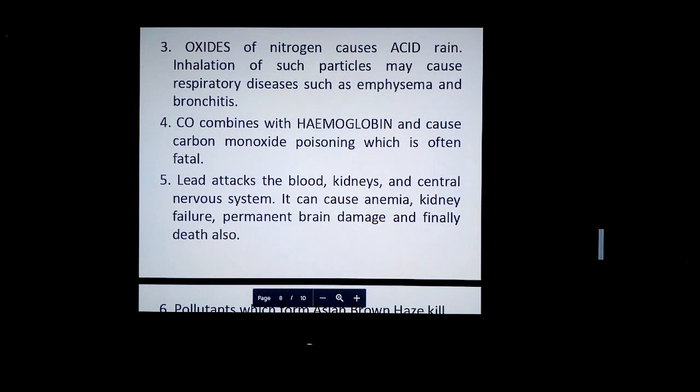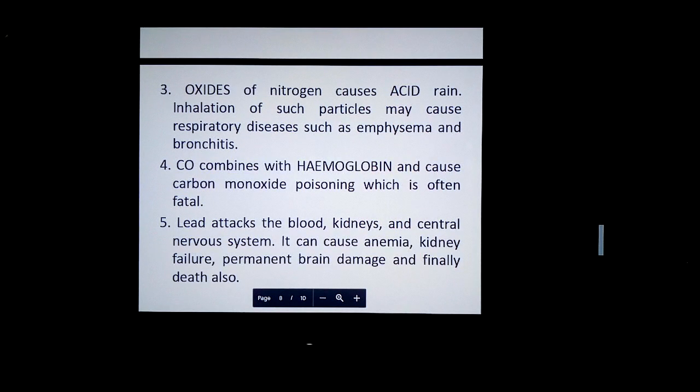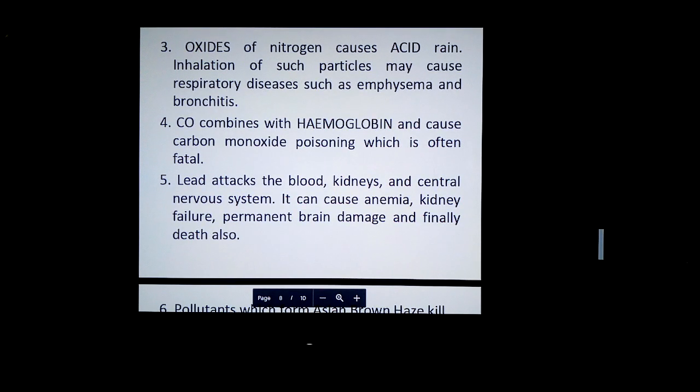Oxides of nitrogen cause acid rain. Inhalation of such particles may cause respiratory diseases such as emphysema and bronchitis. Carbon monoxide combines with hemoglobin and causes carbon monoxide poisoning, which is often fatal. Fatal means which causes death. Lead attacks the blood, kidneys, and central nervous system. It can cause anemia, kidney failure, permanent brain damage, and finally death may also occur.